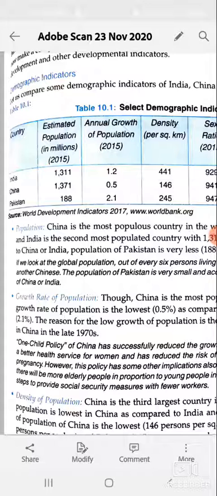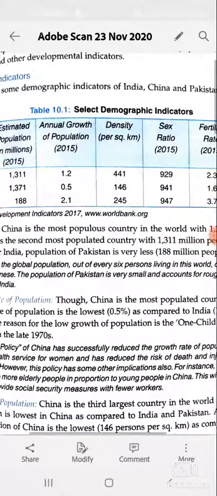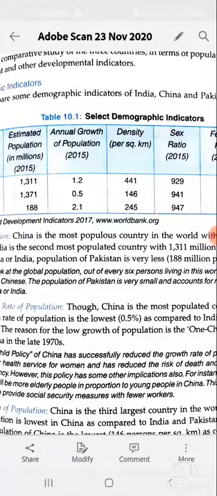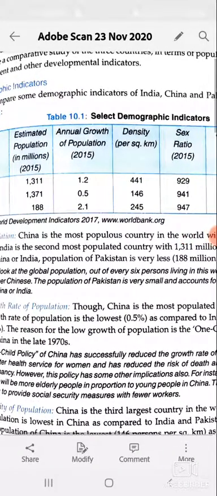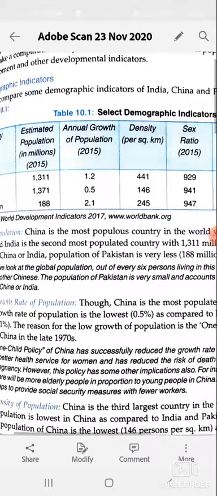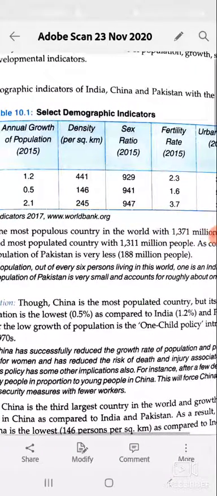Density per square kilometer: India having the highest and the lowest in China, being the fifth largest country in the world. India 441 persons per square kilometer, China 146 persons per square kilometer, and Pakistan having 245. And sex ratio, females per thousand males: the worst condition is of India, that is 929, and 941 of China, and similarly Pakistan having 947.